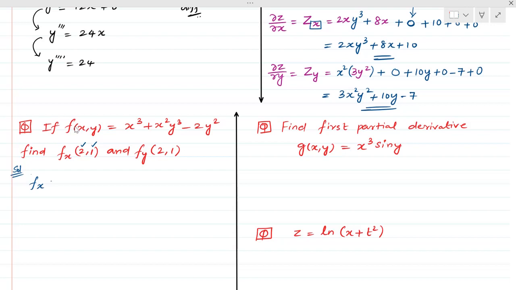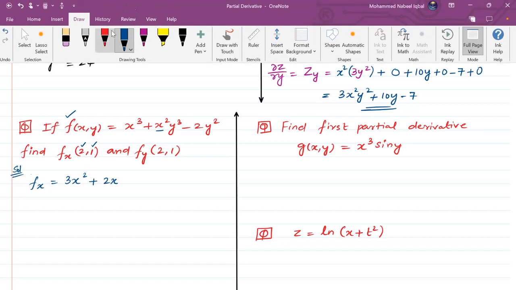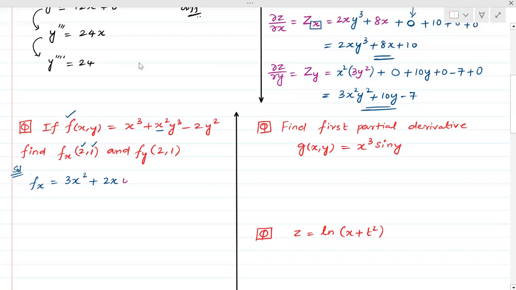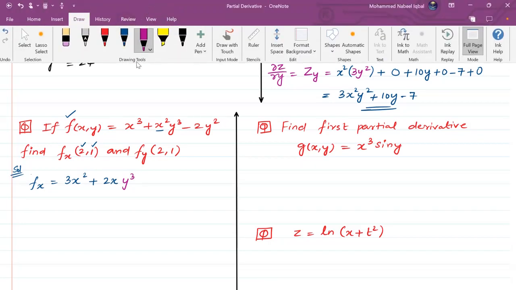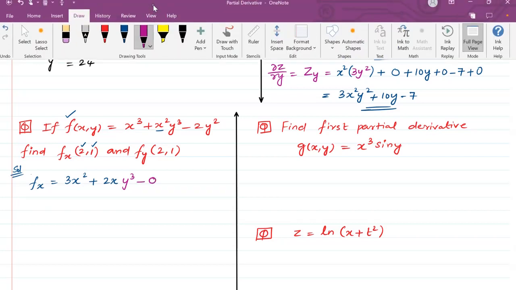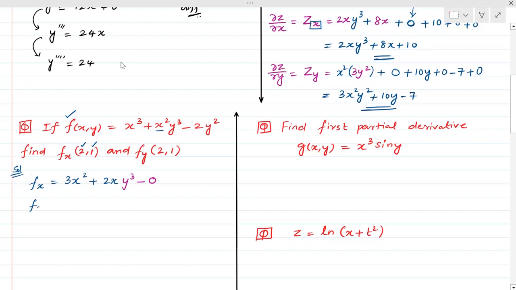When you differentiate the function with respect to x, it becomes 3x square plus, and this one which is 2x, and since y is a constant, I write y power 3 as it is, the constant. Now we are differentiating with respect to x, therefore there is no x term, the last part will be 0. So this is the final answer you will have. Fx of x comma y is given by 3x square plus 2x y power 3.